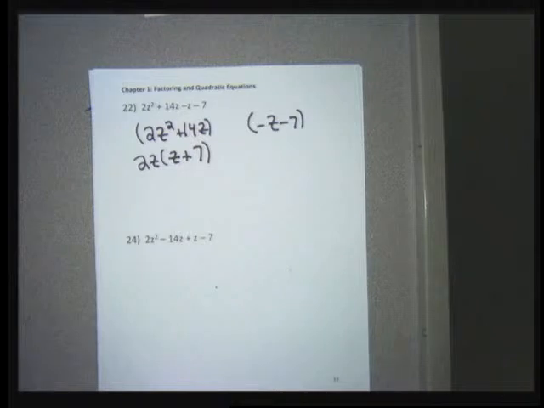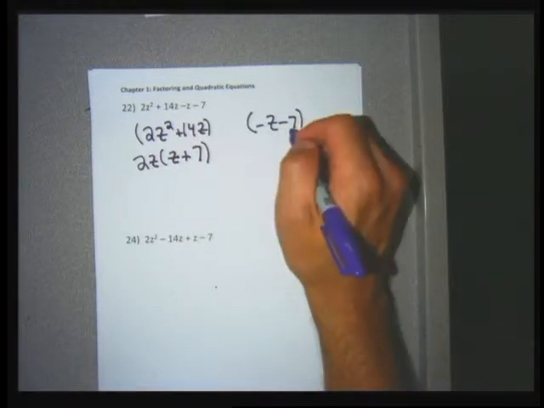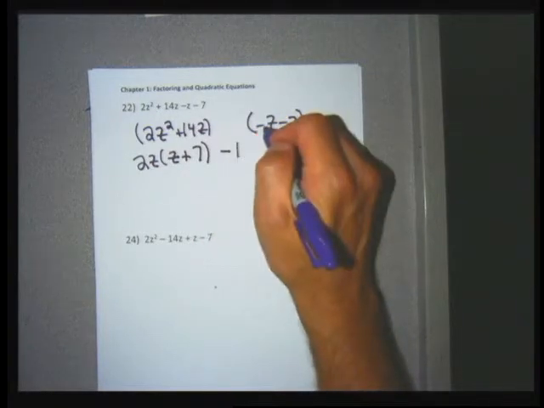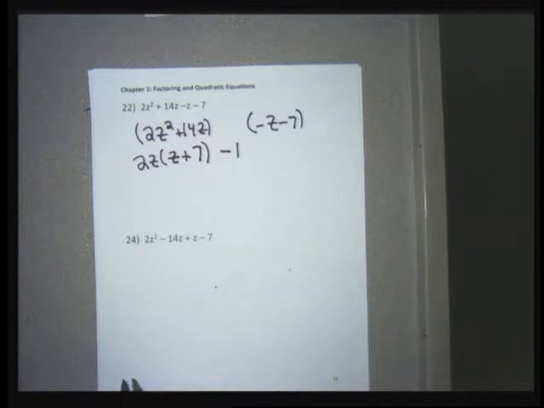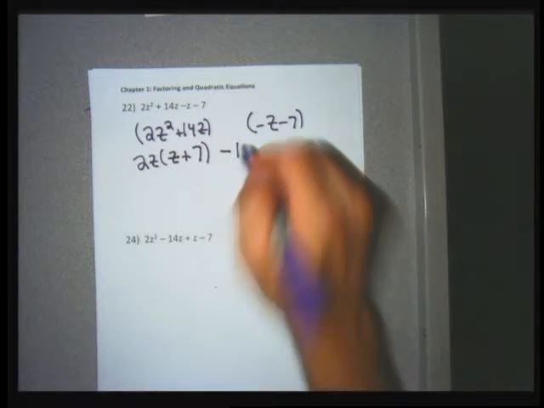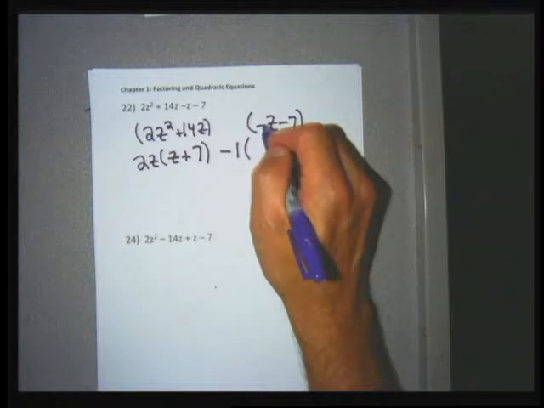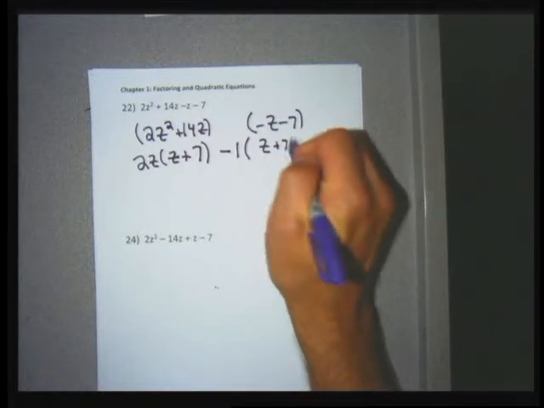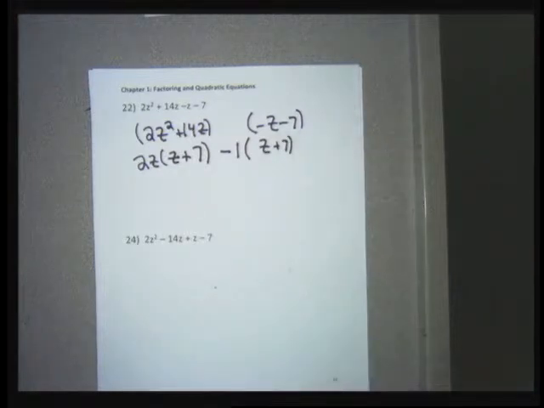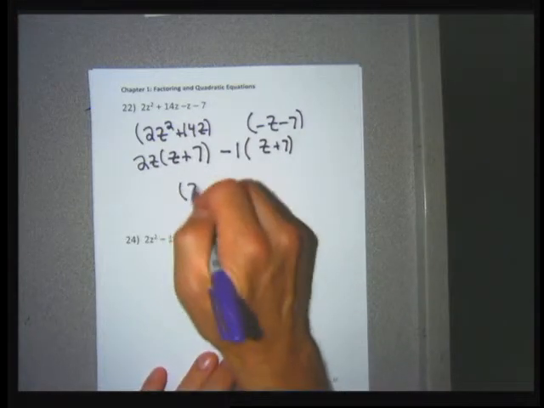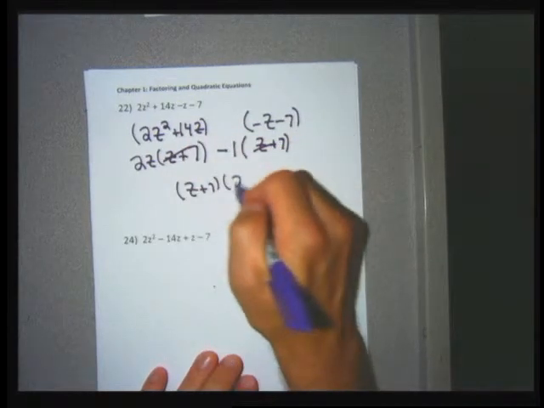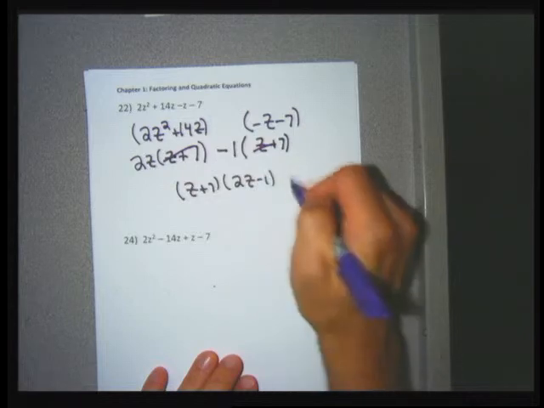The second pair doesn't have a common factor because they both don't have letters and both the numbers aren't divisible by 7. So I'm just going to factor out the negative 1 because if the first term is negative, I always have to factor out a negative. And if I factor out a negative 1, inside the parentheses I put the opposite. The opposite of negative z is positive z. The opposite of negative 7 is positive 7. Now I'm going to write the z plus 7. Cancel it out. And I'm left with a 2z minus 1.